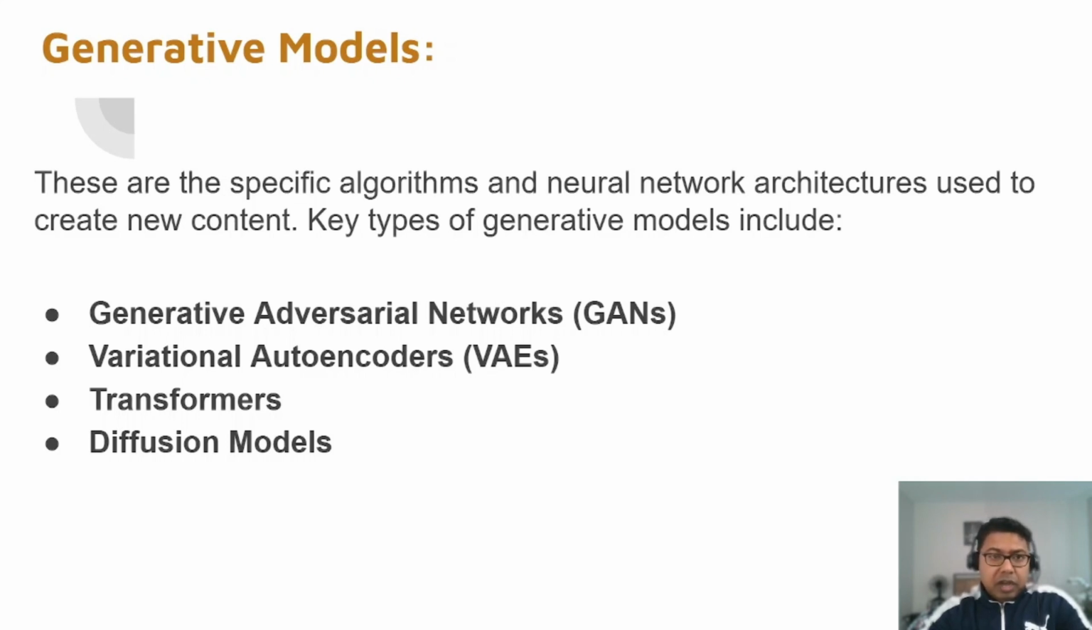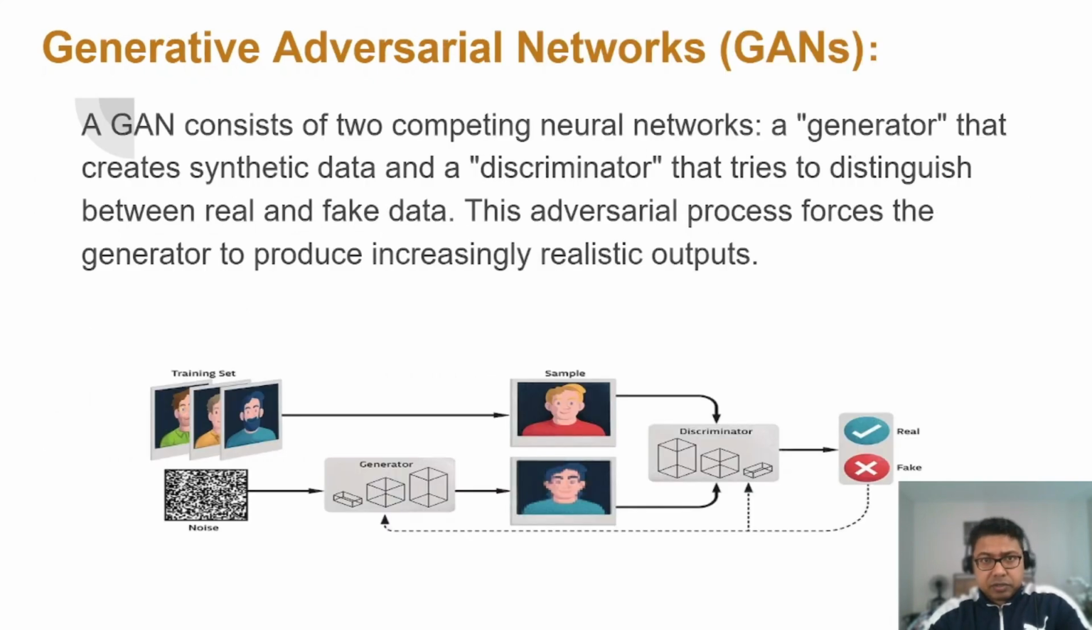So first one we will learn is generative adversarial networks. These are the four mainly: generative adversarial networks, variational autoencoders, transformers, and diffusion models. First, let's learn about generative adversarial networks. A GAN consists of two competing neural networks: a generator that creates synthetic data and a discriminator that tries to distinguish between real and fake data.